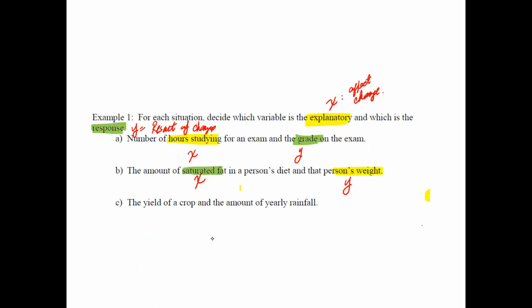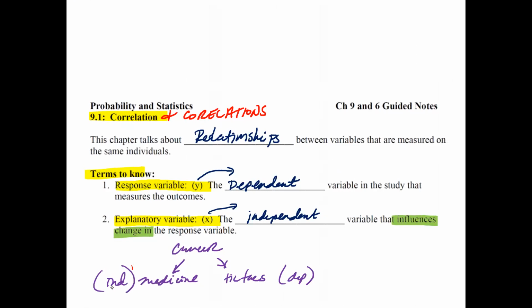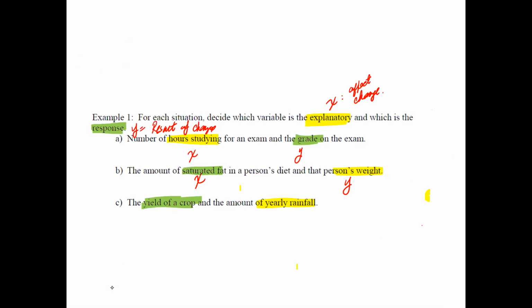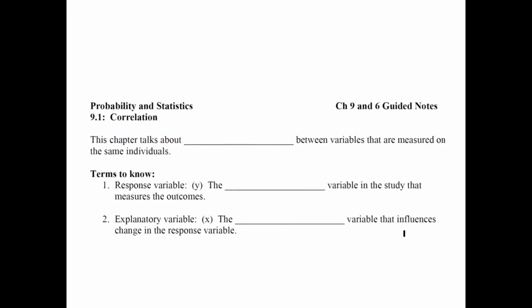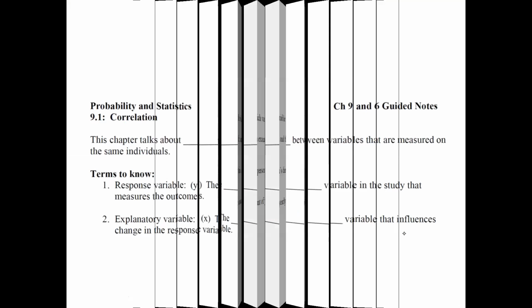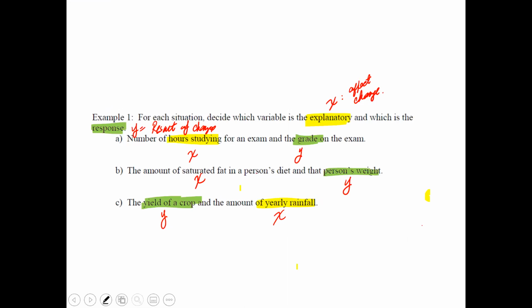Next one, yield of the crop. So the amount of things that you get from the crop, and rainfall. So this one, if you take a look at that, is actually a little bit backwards. And the reason why it's backwards is because, depending on how much rainfall you receive each year, the amount of crop is dependent on the amount of water the plant receives. So it's kind of backwards. And I just realized that I used a different coloring system. Sorry about that. This is the person's weight and saturated fat.